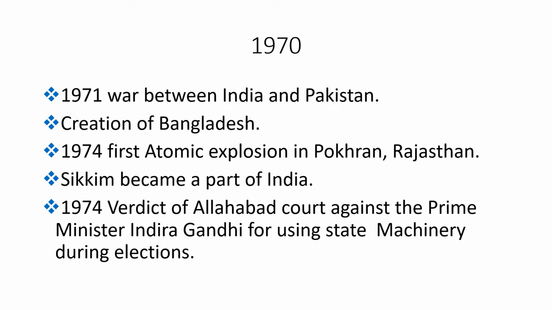Now, there were many events that happened in the decade from 1970 to 1980. Let us see a few, and then as we go further in the chapter, we'll learn more about them. In 1971, a war between India and Pakistan took place, which led to the creation of Bangladesh. In 1974, the first atomic explosion in Pokhran, Rajasthan took place. Sikkim became a part of India. In 1974, the verdict of the Allahabad Court against Prime Minister Indira Gandhi for using state machinery during election led to the declaration of emergency.